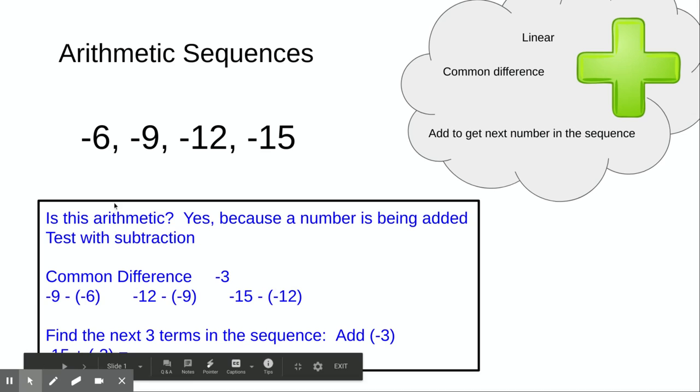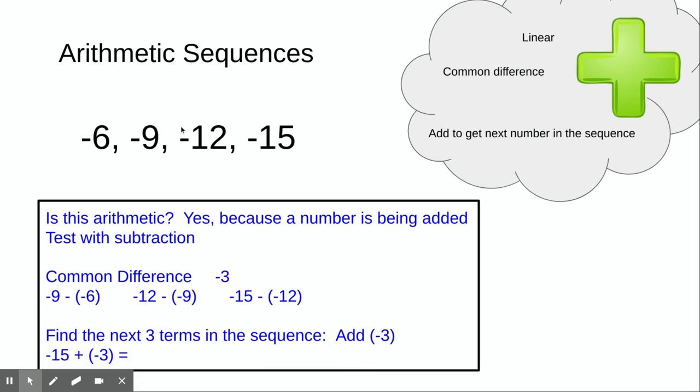So sometimes I might ask you, is this arithmetic? You have to decide if the space between the numbers is exactly the same. Is it going up or down by the exact same amount every single time? And if that is true, it's arithmetic. This is yes because a number is being added, all right? And you test this with subtraction.